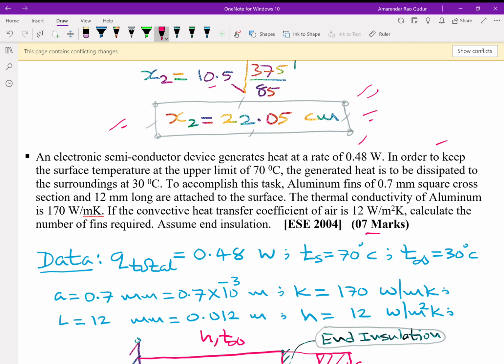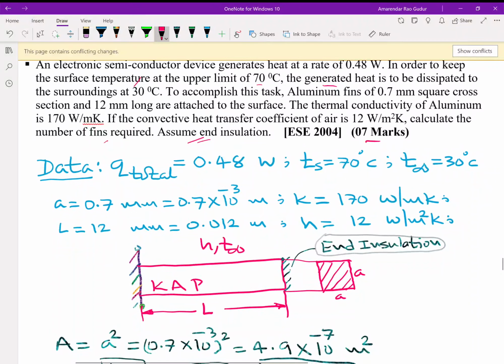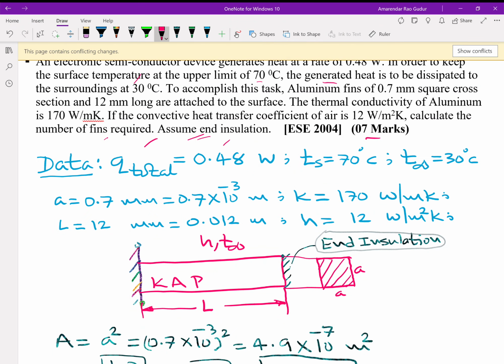In order to keep the surface temperature at the upper limit of 70 degrees centigrade, the generated heat is to be dissipated to the surroundings at 30 degrees centigrade. To accomplish this task, aluminum pins of 0.7 mm square cross section and 12 mm long are attached to the surface. The thermal conductivity of aluminum is 170. If the convective heat transfer coefficient of air is 12 watts per meter square Kelvin, calculate the number of fins required. Assume end insulation. If you jot down the data, total heat generated is 0.48 watts.